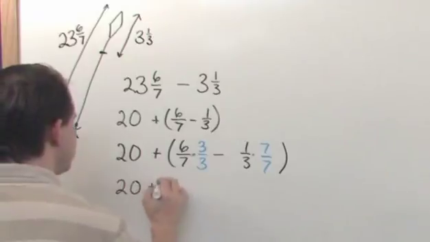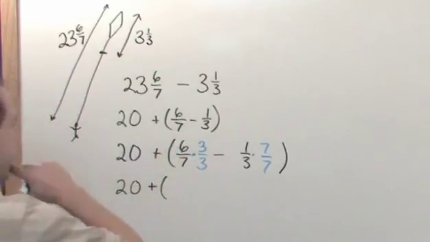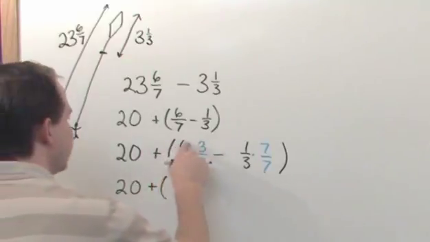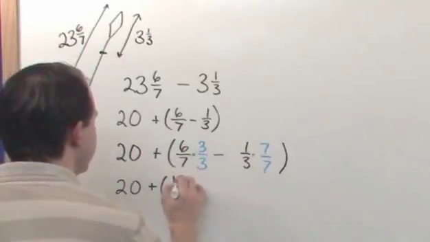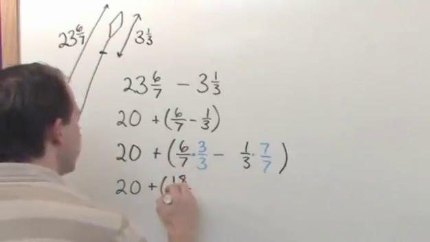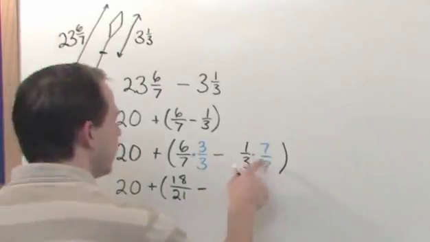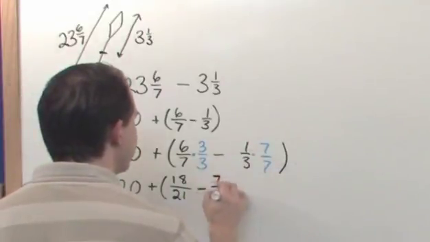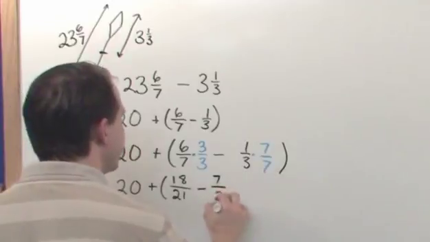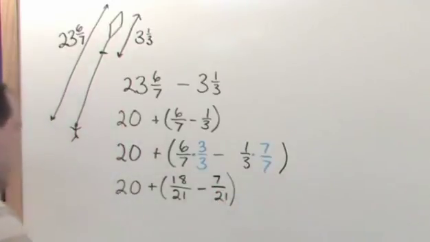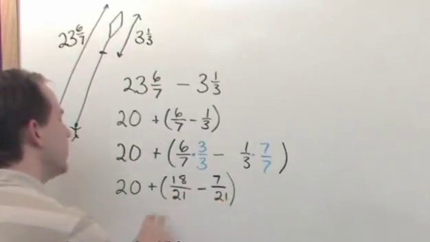So let's do that. Let's pull this multiplication off. We have to multiply the top, which is 6 times 3 is 18, and the bottom is 7 times 3 is 21. We're subtracting this thing. 1 times 7 gives us 7, and 3 times 7 gives us 21. Okay? Now, in the end, we've got fractions that have 21 on the bottom.